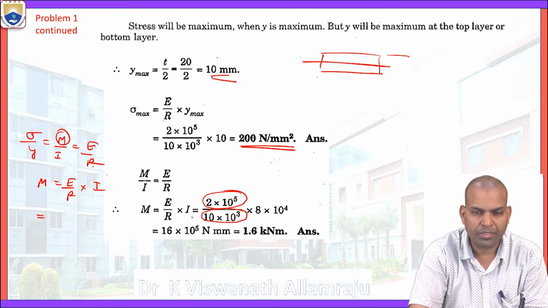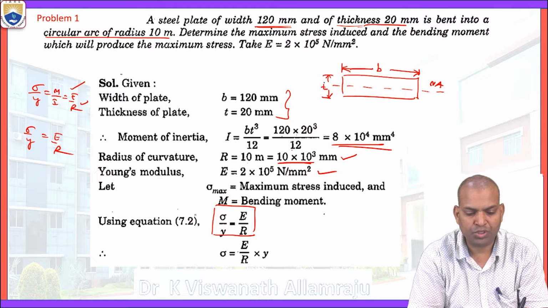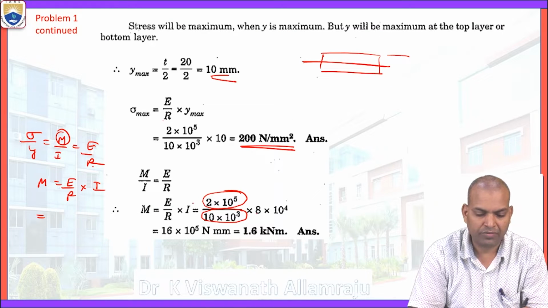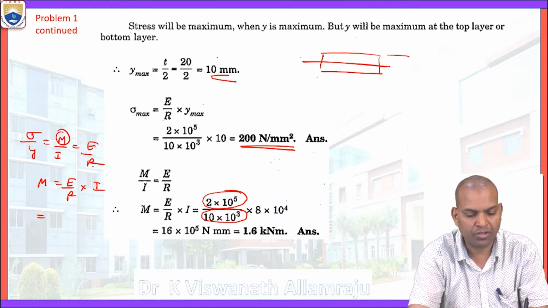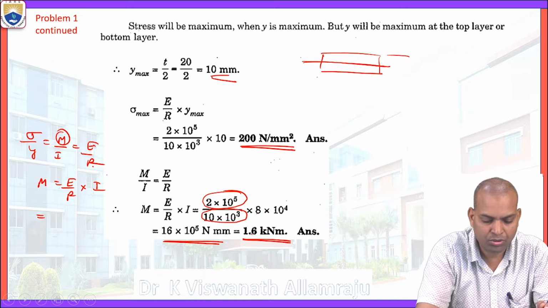And what is the I value? It is the moment of inertia, the area moment of inertia, which we calculated as b t cube by 12, that is 8 into 10 power 4. Substitute here, then the value of bending moment is obtained. The bending moment is 16 into 10 power 5 Newton millimeter, that is 1.6 kilonewton meter.